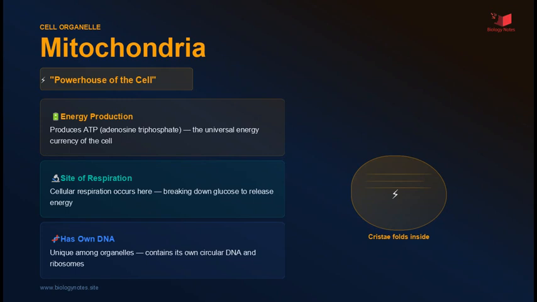Mitochondria are known as the powerhouse of the cell. They produce energy in the form of ATP. Cellular respiration takes place inside mitochondria. They have their own DNA, which makes them unique among organelles. The inner folds, called cristae, increase the surface area for energy production.